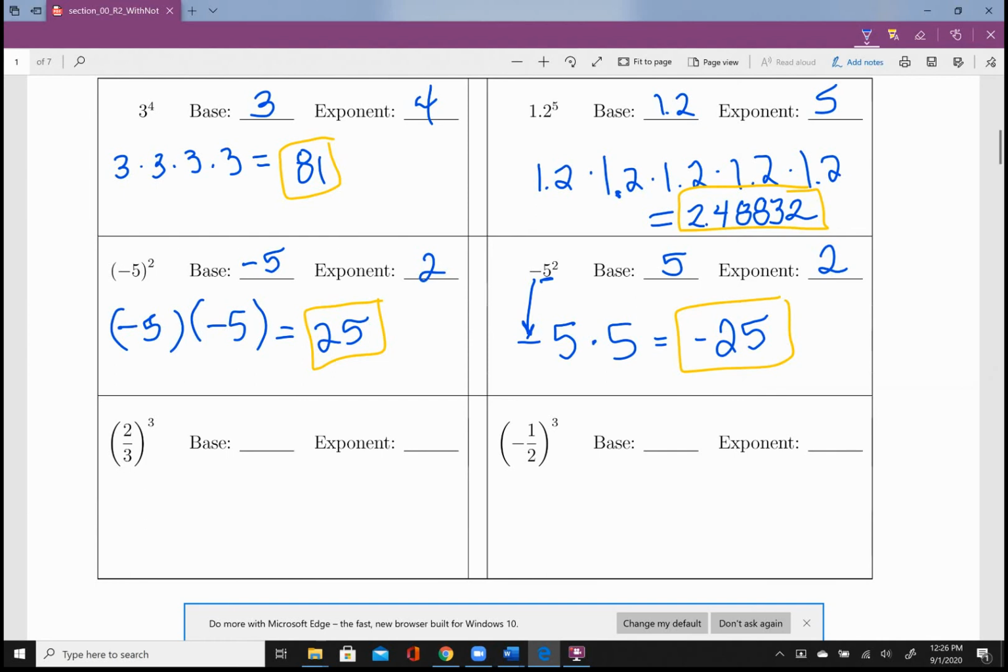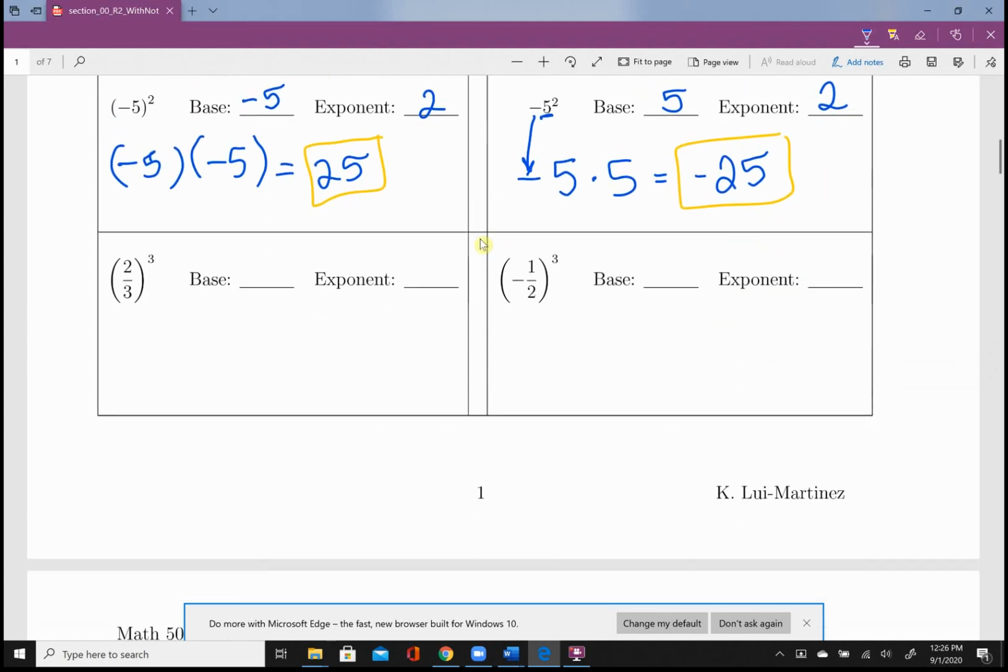Moving on to this next example. We have a base of 2/3 and an exponent of 3. That'll be 2/3 times 2/3 times 2/3. When you multiply fractions, you multiply numerators together for a product of 8 and denominators together for a denominator of 27. And then call it a day on that one. Cute. All right, moving on.